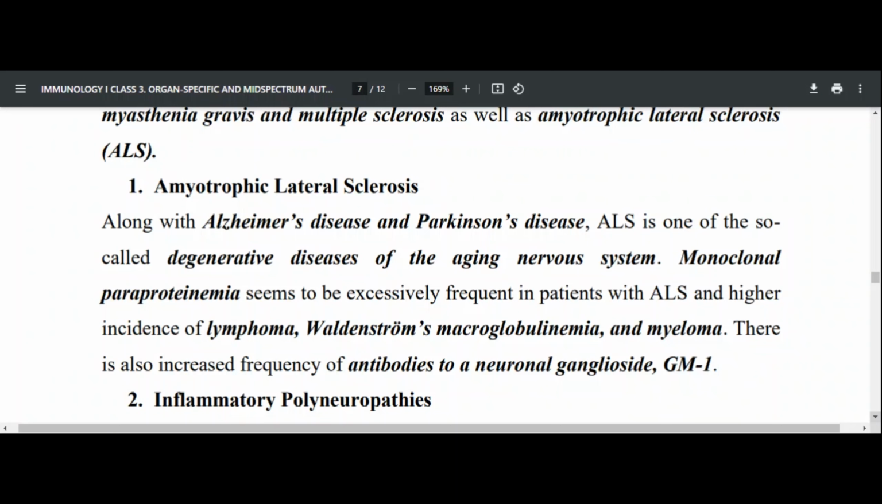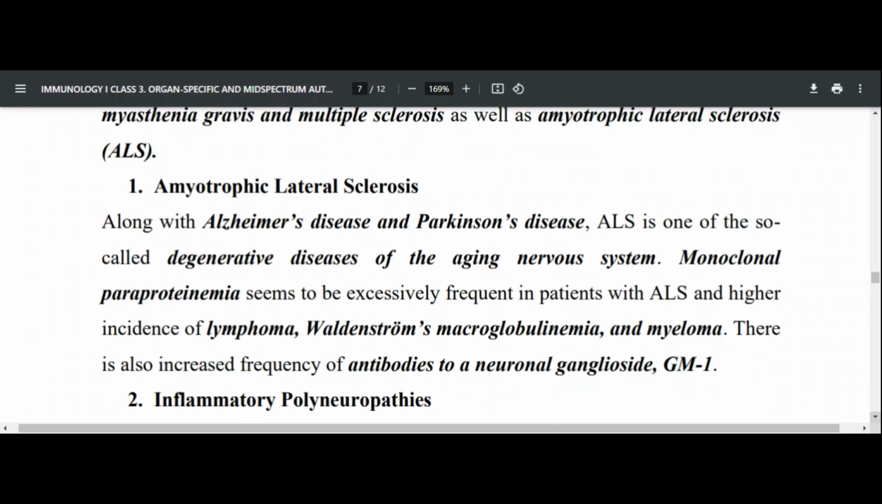Monoclonal paraprotein seems to occur excessively frequently in patients with amyotrophic lateral sclerosis, with a higher incidence of lymphoma, Waldenstrom macroglobulinemia and myeloma. There is also increased frequency of antibodies to neuronal gangliosides or GM1. So these are some of the antibodies or immunologic factors present in amyotrophic lateral sclerosis and other neurodegenerative diseases of aging or elderly people, because they are mostly affected.